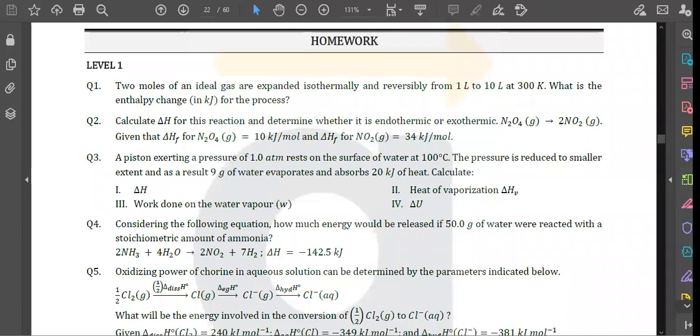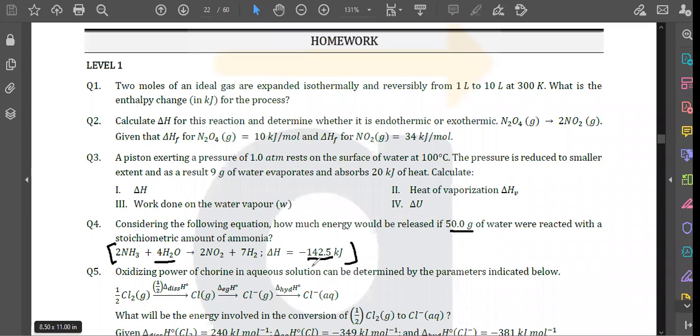Now when you see question number 4, we have a reaction, right? The reaction is 2NH3 plus 4H2 gives 2NO2 plus 7H2. Delta H of the reaction is given. Now, you are asked to find how much energy would be released if 50 gram of water were reacted to stoichiometric amount. So this is your total delta H. I can say that when 4 mole of H2O is reacting, the delta H is this.